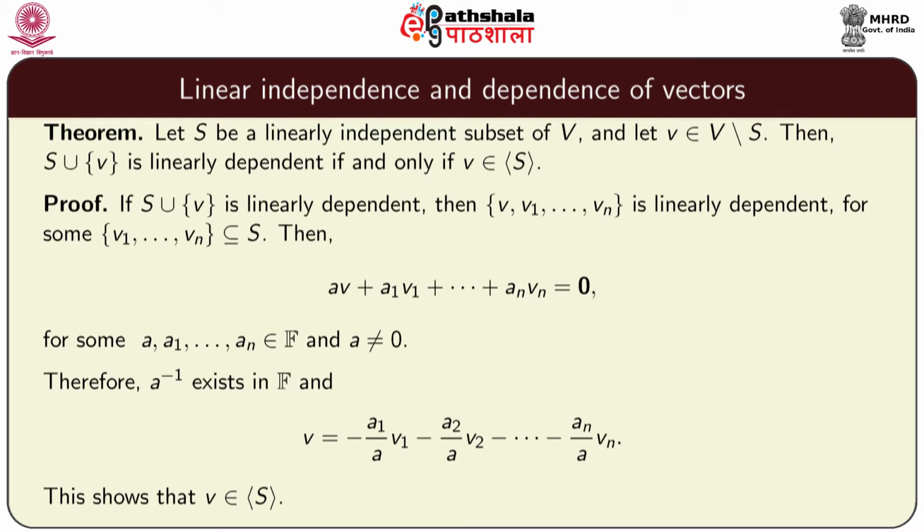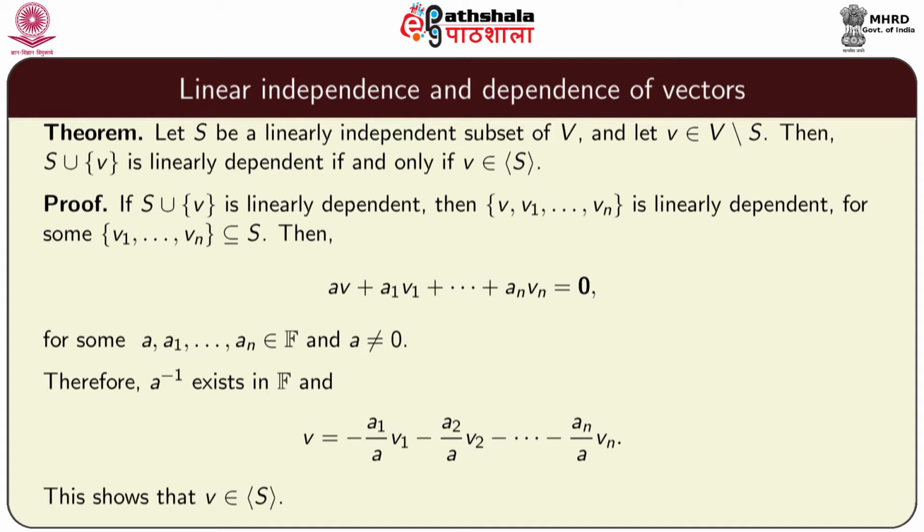But F is a field. So, a being non-zero, we have a inverse in the field F, and therefore, if we push everything on the right hand side and keep just a v on the left hand side of that expression, and if we divide the whole thing by a, in other words, multiply the whole thing by a inverse, that shows that v belongs to span of S. So, we have proved that if S union singleton v is linearly dependent over F, then v has to belong to the span of S.